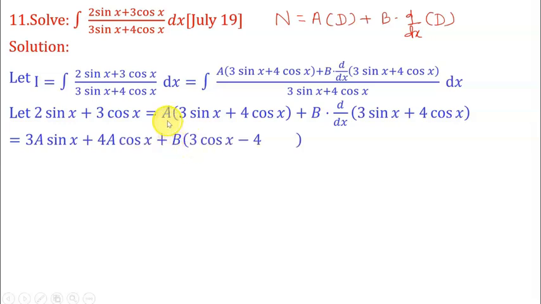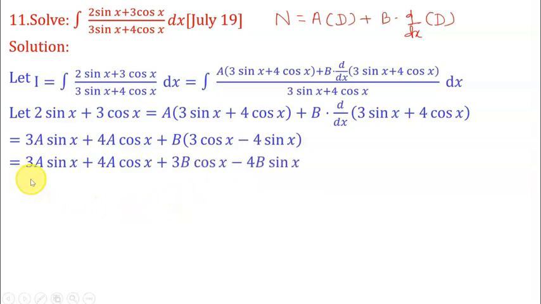The first is a into 3 sin x, a into 4 cos x, so you will get 3a sin x plus 4a cos x. Next, the derivative of sin x is cos x, and the derivative of cos x is minus sin x. Now collect the terms of sin x and cos x. That is 3a sin x plus 4a cos x plus 3b cos x minus 4b sin x. Collecting the terms, you will get (3a minus 4b) into sin x plus (4a plus 3b) into cos x. Therefore, we have arranged the numerator like this.